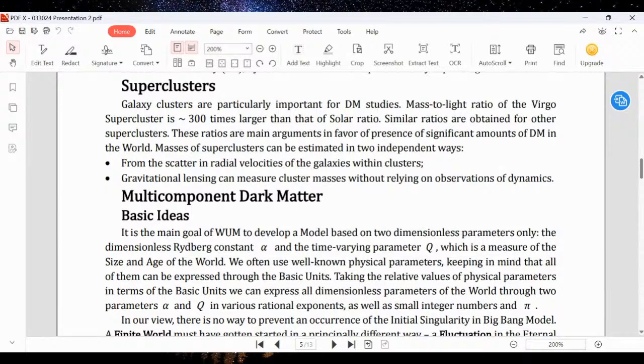Masses of superclusters can be estimated in two independent ways: from the scatter in radial velocities of the galaxies within clusters, and with gravitational lenses, which can measure cluster masses without relying on observations of dynamics.